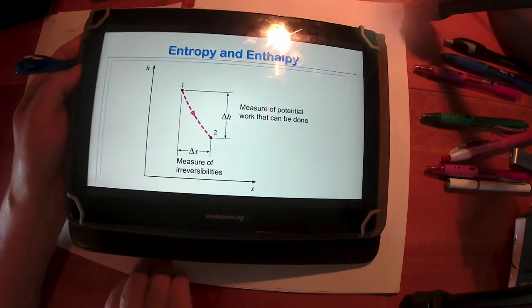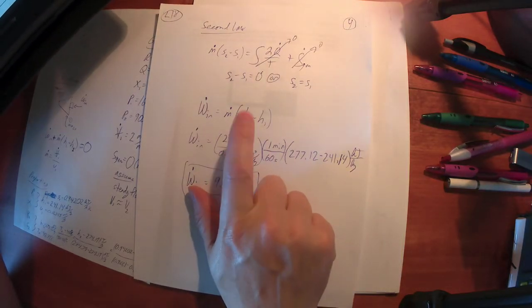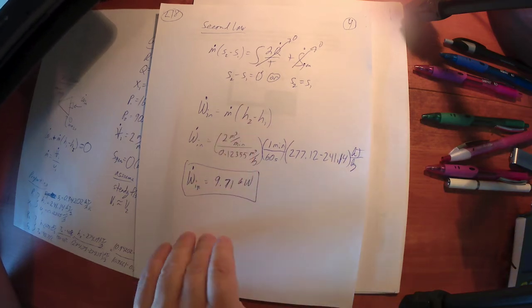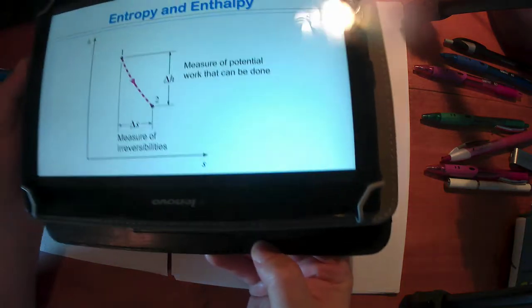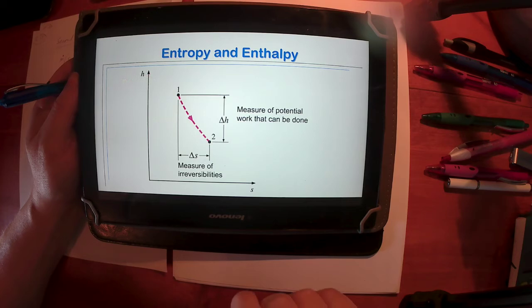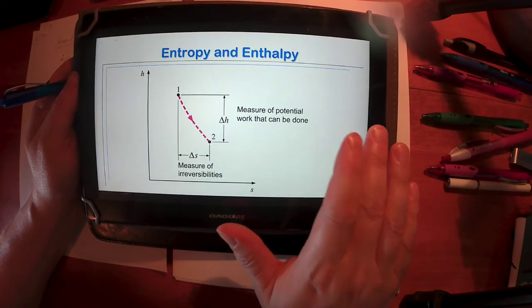Why does the change in H represent the work? Oh, yeah. Control volume of the first law, that makes sense, right? This is the compressor. This is the first law equation. In the previous problem we just solved for the compressor, where the work or the power input is represented by the enthalpy change.